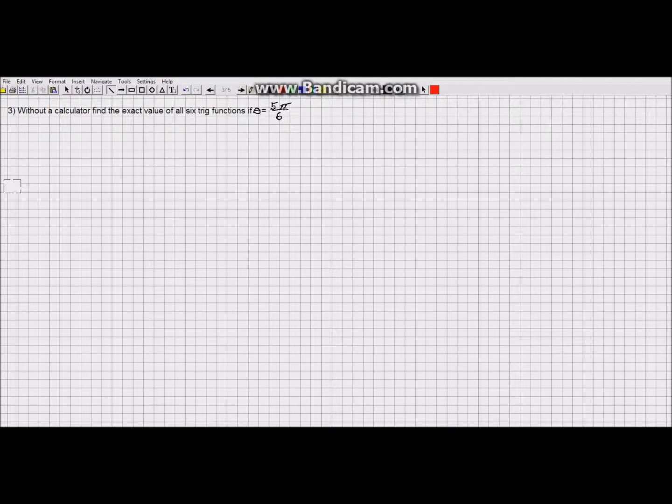In question 3, I want to find the 6 trig functions when the angle is 5 pi over 6. Again, I draw my xy axis. I can convert 5 pi over 6 to 150 degrees. Find it in the second quadrant, draw my triangle. That leaves 30 degrees in my angle.